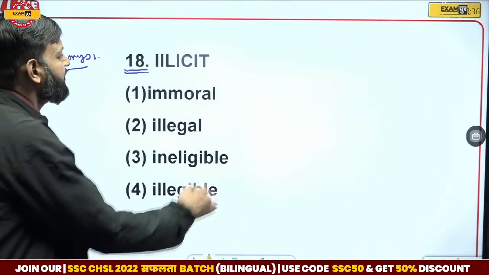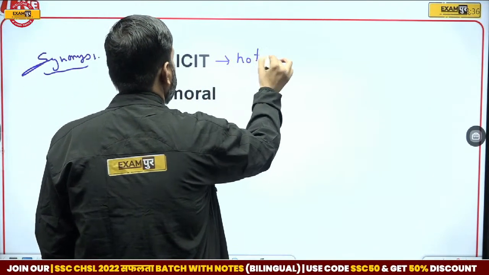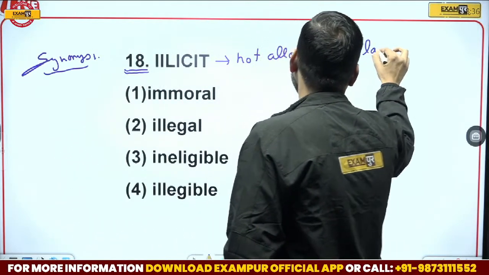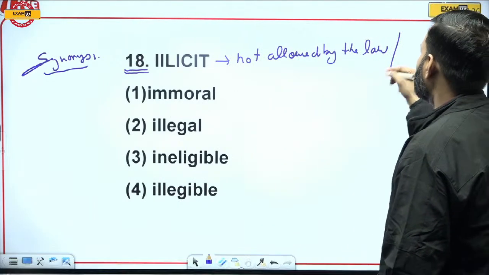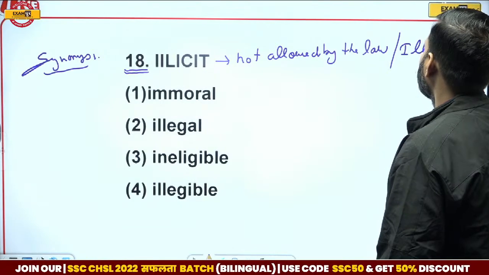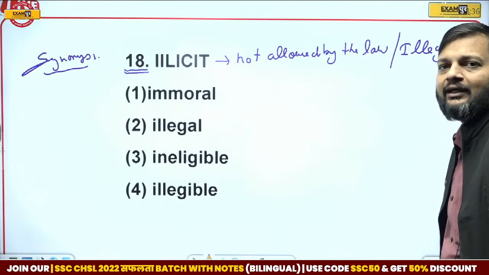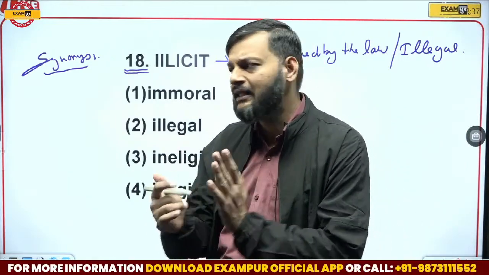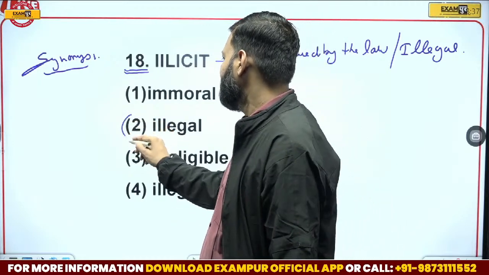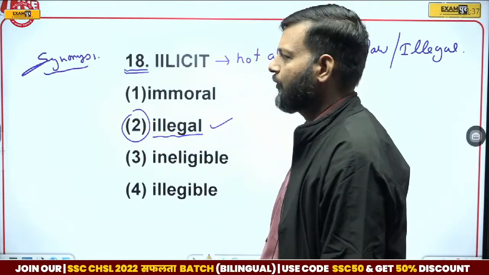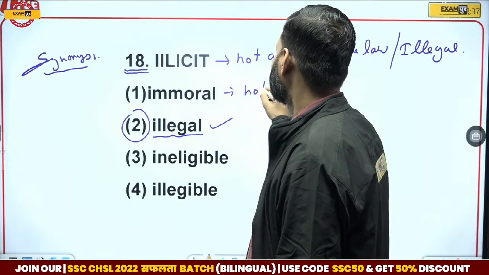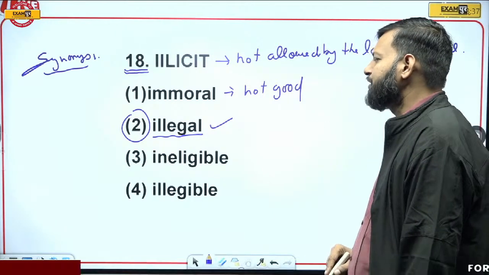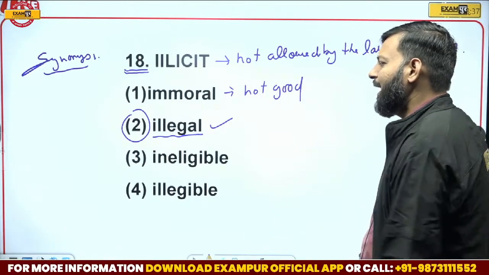See, illicit means not allowed by the law. And something which is not allowed by the law is called illegal. So the synonym of illicit is illegal. Okay, immoral means something which is not good.